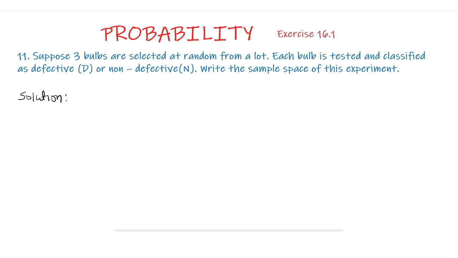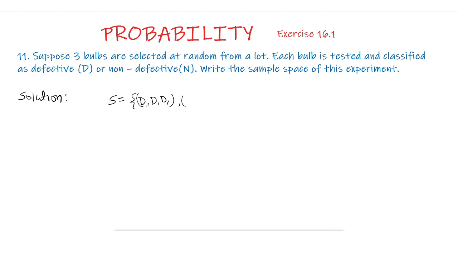As per the question, there are three bulbs. Each bulb may be defective or non-defective, which is D or N. So we write our sample space like this. The first bulb is defective, second bulb is also defective, and third bulb is also defective. So our first element is DDD.